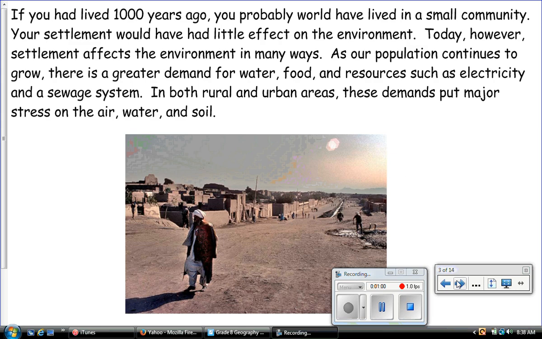If you had lived 1,000 years ago, you probably would have lived in a small community. Your settlement would have had little effect on the environment. Today, however, settlement affects the environment in many ways. As our population continues to grow, there is a greater demand for water, food, and resources such as electricity and a sewage system. In both rural and urban areas, these demands put major stress on the air, water, and soil.